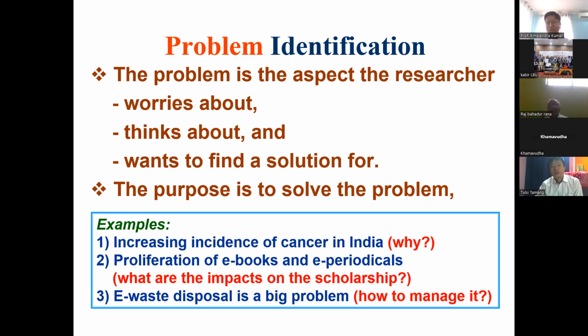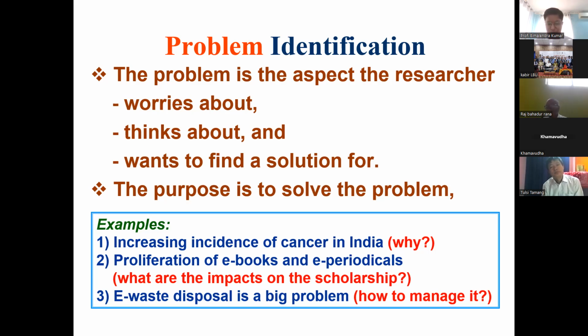One example given is the increasing incidence of cancer in India. Nowadays, so many cases of cancer are coming up in all parts of India. It is due to lifestyle and other stresses of human beings. So how are these happening, why are these happening, what are the causes? When these questions of why arise, then the solutions will come as to how this problem can be tackled.